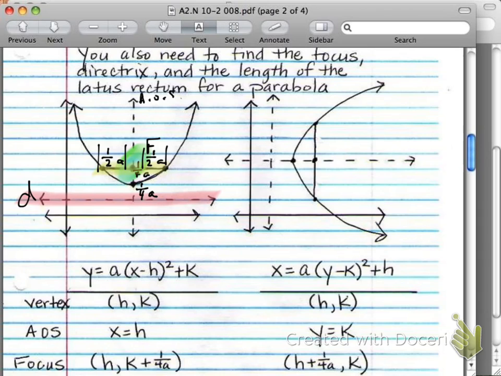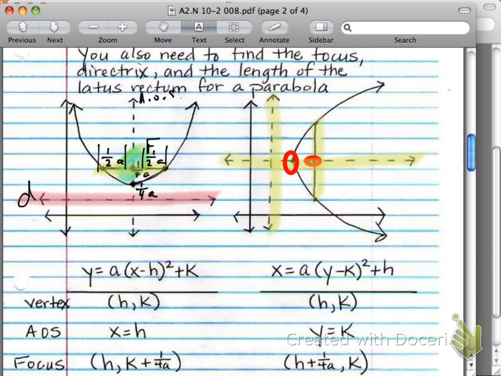Now, on the other side, you essentially have the same thing, so I'm not going to write everything down again. What is this? Directrix. What is this? Focus. LR. Okay. What is this? Focus. What is this? Axis of symmetry. What is this? Oops, almost missed it. Vertex. And that's pretty much all you need to know.